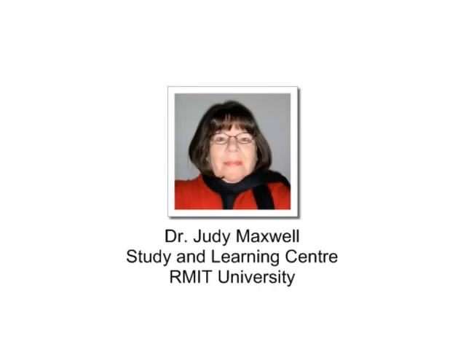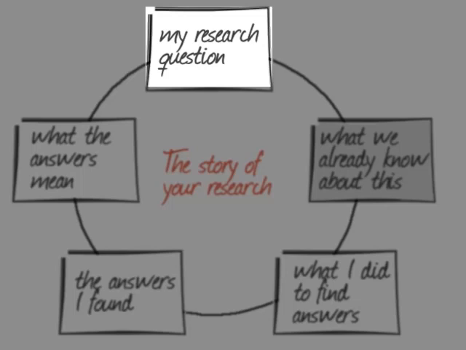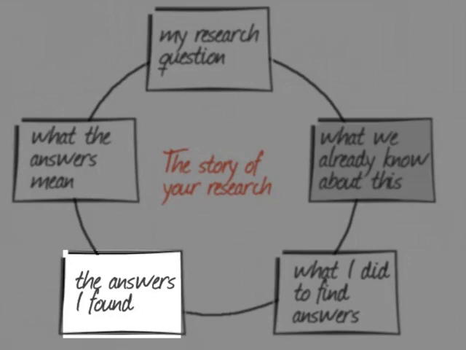Let's have a look at the overall structure. The most important thing about writing a lit review is to plan it so that it shows the relationship of the relevant literature to your study clearly and logically. The lit review must be read as an integrated part of the story of your research, as you can see in this diagram. Your research story begins with the research question or questions. We also need to identify what's already known about this. How you found answers, what the answers are, and finally, what the answers mean.